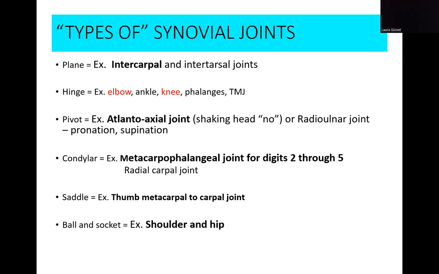Those are pivot joints. The condylar joint, example of that, are your metacarpophalangeal joints. So between the metacarpals in your fingers, at your big knuckle ridge, and in your feet.